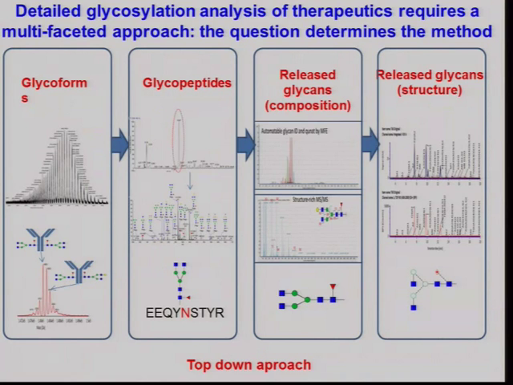Then the next level down is to release the glycans to get composition. So again, you can do a quick mass spec and you can get structures like this, which are composition. They're not claiming any bonds.